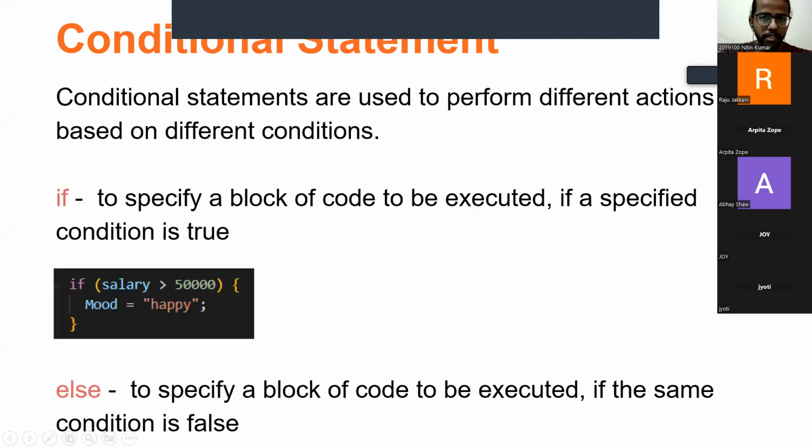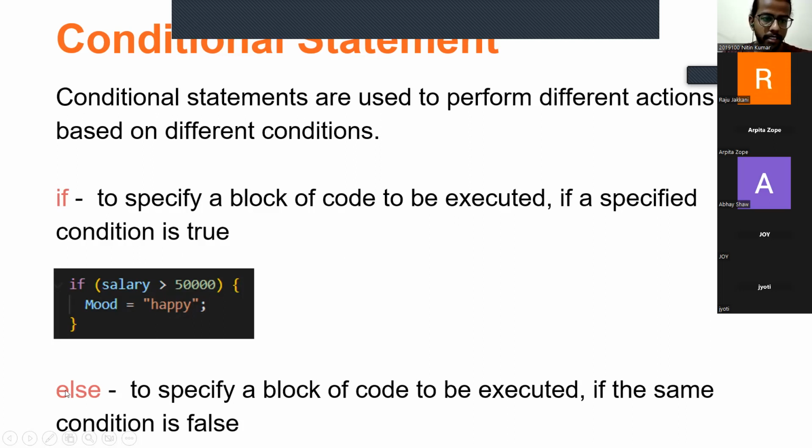So we will start with conditional statements. These are used to perform different actions based on different conditions. We'll start with the if condition. If some condition is true, then that block of code will run. And you can see in the example, if salary is greater than 50,000, then this block of code will run. And this is how the if condition is true.